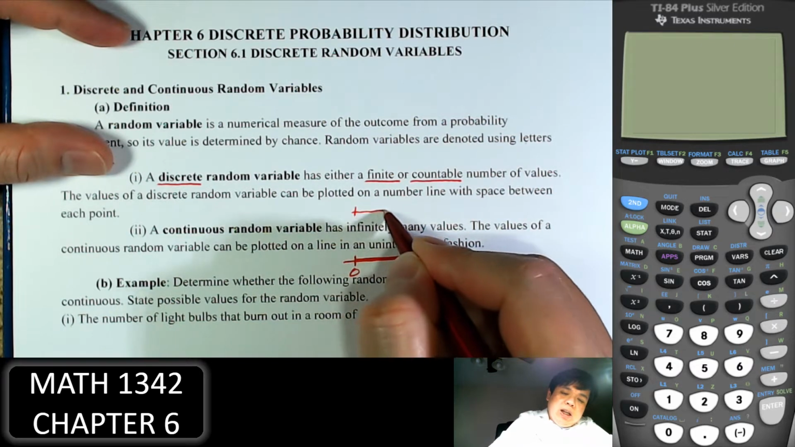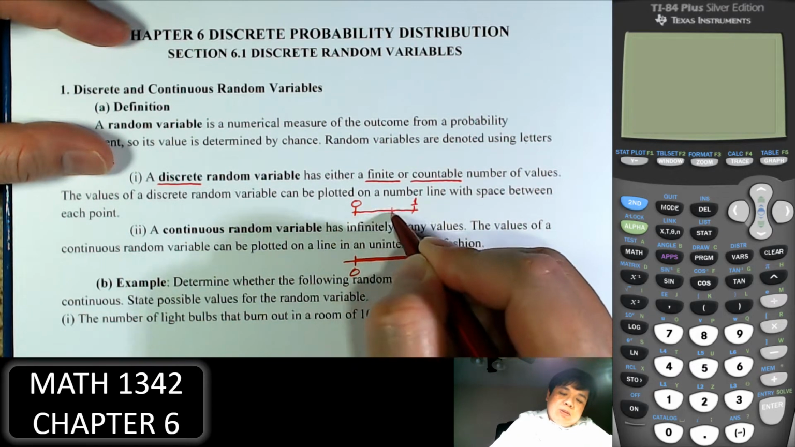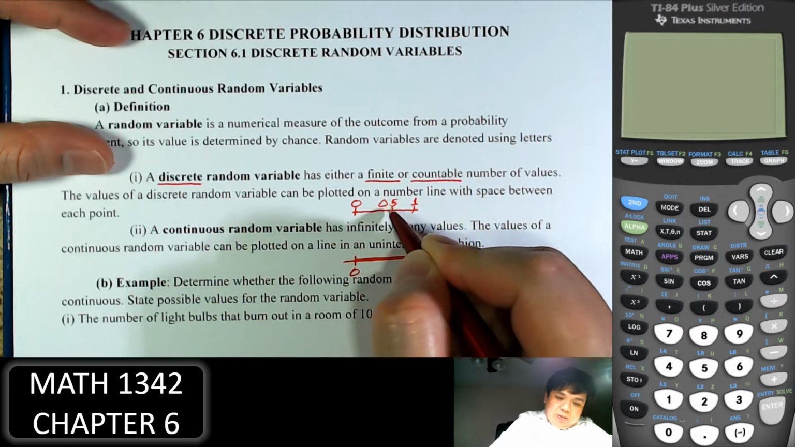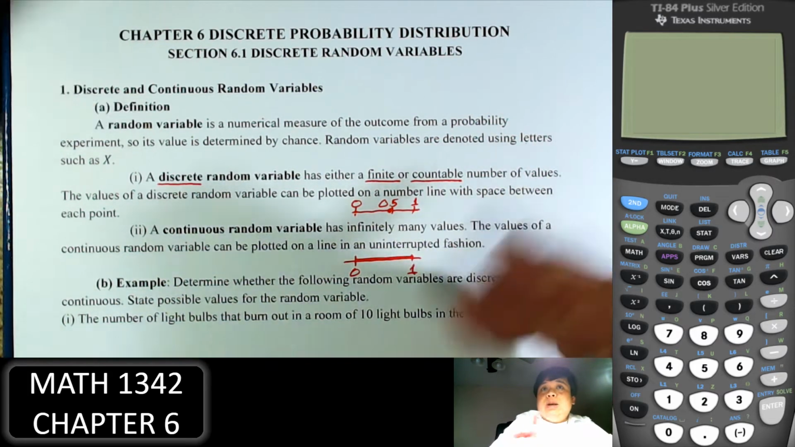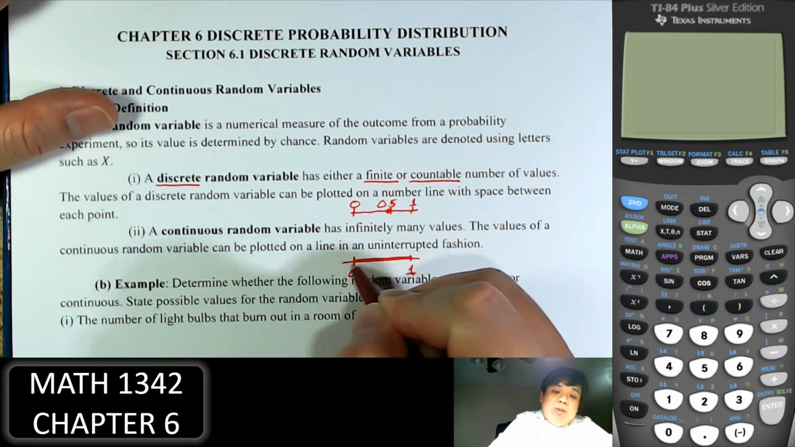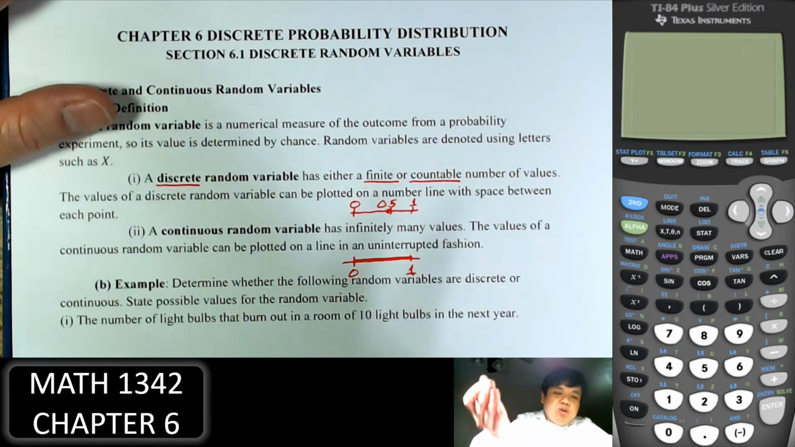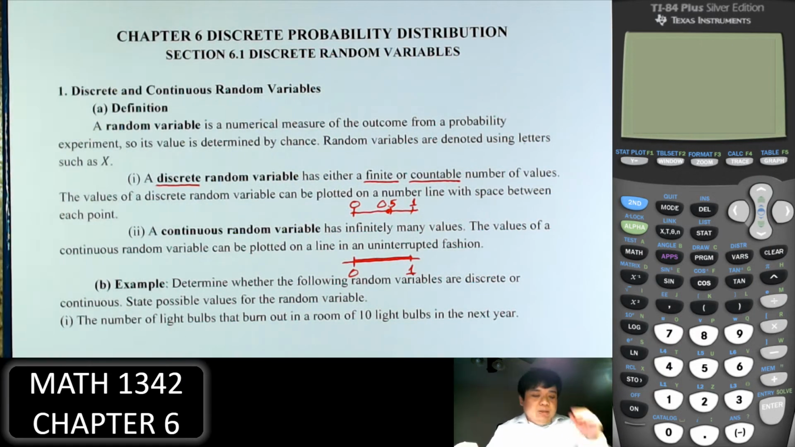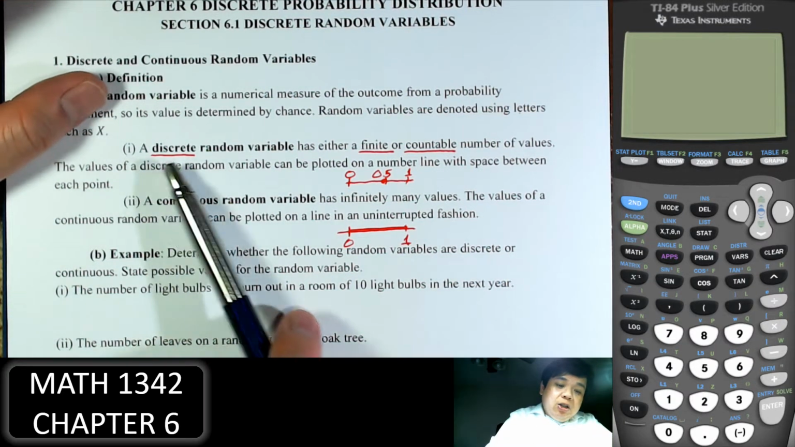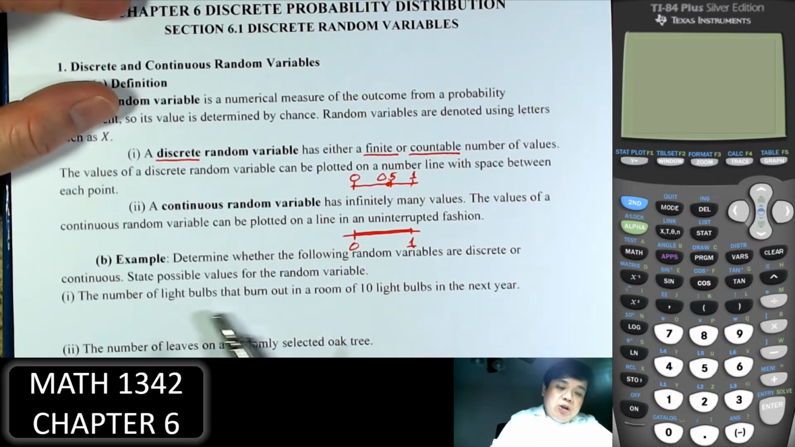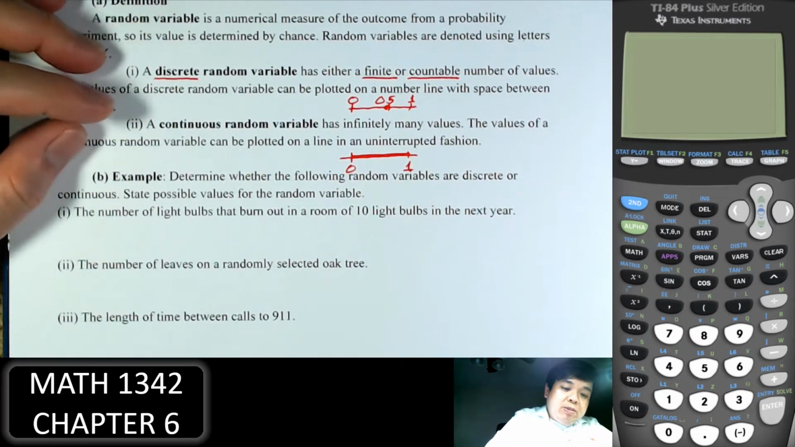So we might say 0, 0.5, and 1. If we talk about those 3 points, that will be discrete. If we talk about every point from 0 to 1, that could be continuous. It could be 0 to 1, or any range. So discrete is finite and countable. Continuous has infinitely many values.